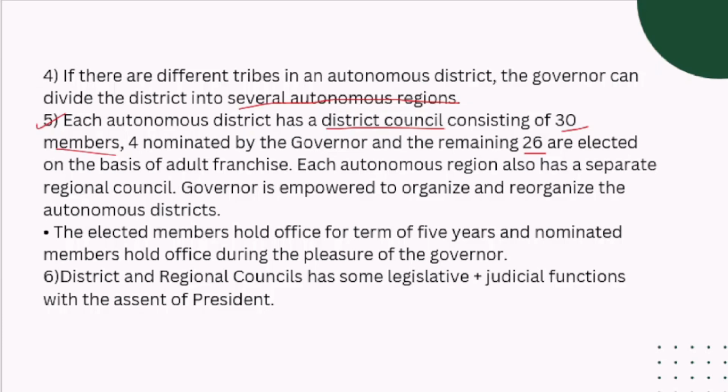The elected members hold office for a term of 5 years, where the tenure is mentioned in Lakshmikant, and the nominated members hold office during the pleasure of the governor, so that it will be easy for you to remember the difference. Next, in the fifth schedule, the first point talks about the 10 states.